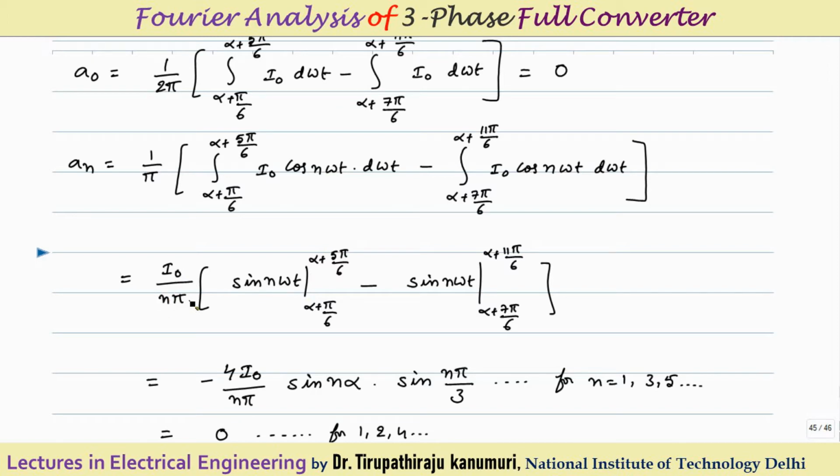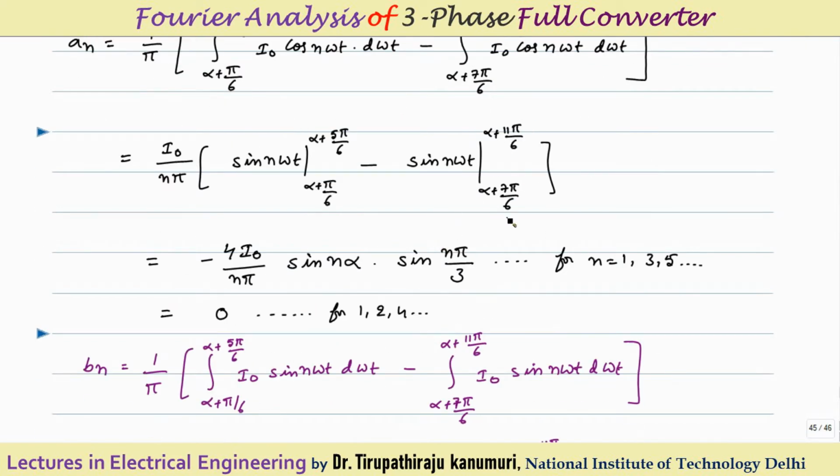This is I naught by n pi into sin n omega t. You have to substitute the limits from this range to this range, minus again this sin n omega t with its limits. When you substitute the limits and simplify, you will get minus 4 times I naught by n pi into sin n alpha multiplied by sin n pi by 3. This is for n equal to 1, 3, 5, etc., and this value will be 0 for n equal to 2, 4, etc. That means for even numbers it will be 0, and for odd numbers this will be the magnitude.